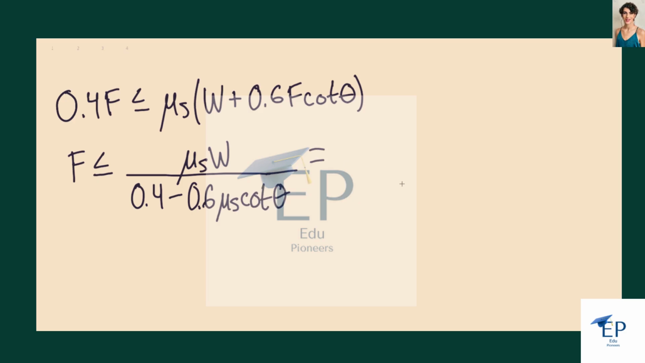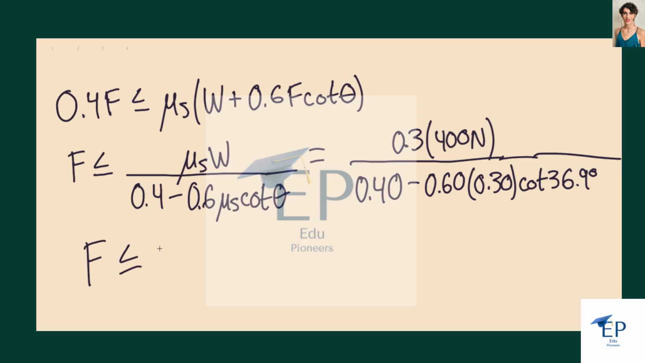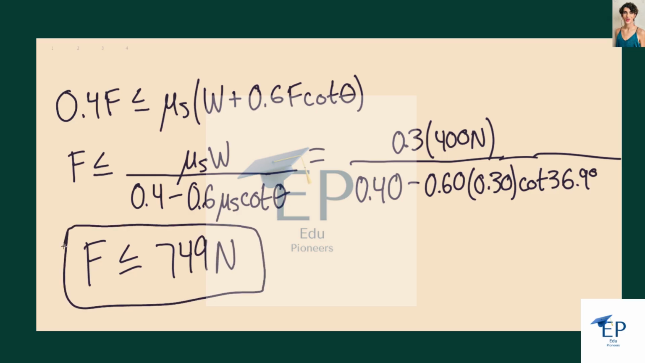So this is going to equal 0.3 times 400 newtons, and then divided by 0.40 minus 0.60 times 0.30 times cotangent of 36.9 degrees, and we find that F must be less than or equal to 749 newtons. This will be our final answer for part B.